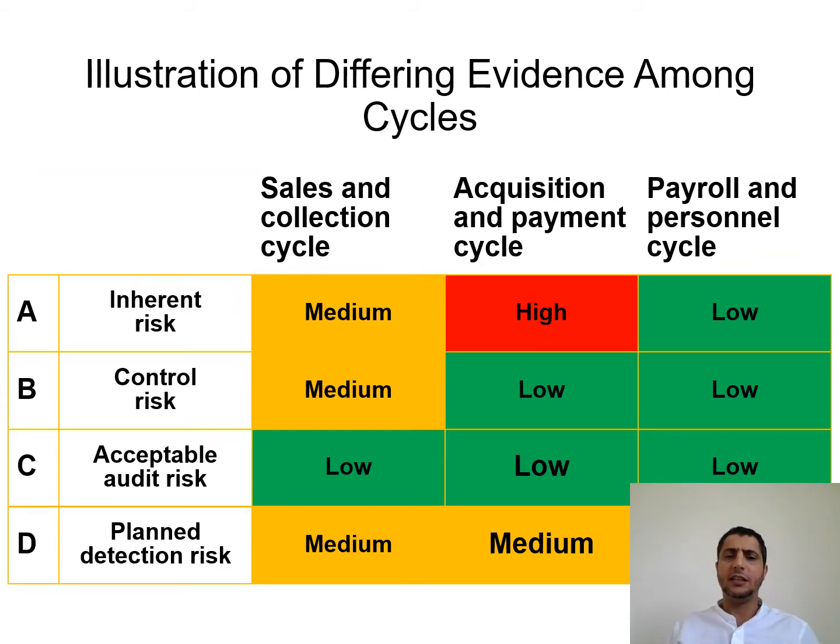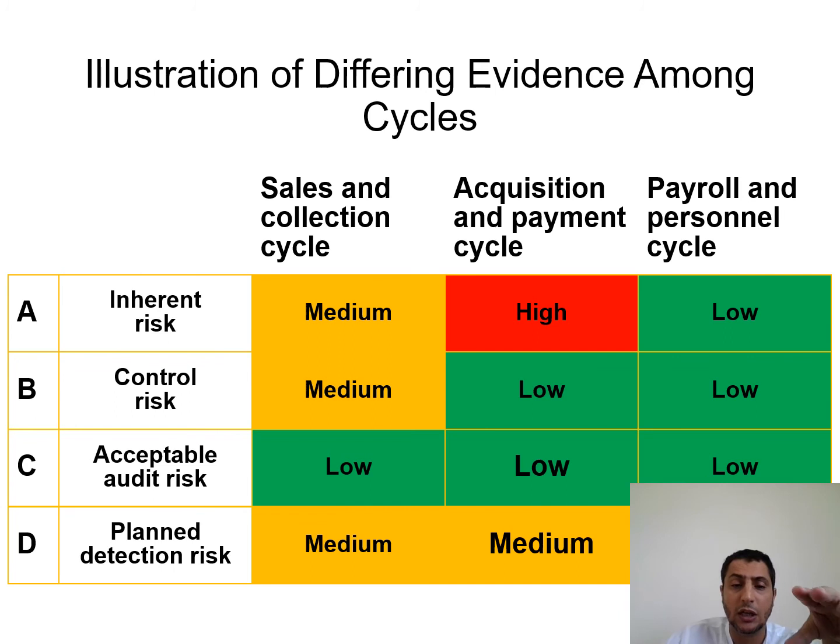Okay, this table illustrates a hypothetical situation of different evidence among cycles for an assumed company. So this is an example. Assessing the inherent risk as medium in the sales cycle, then for the acquisition they assess the inherent risk at a high level, payroll low, and so on. So it just shows in that scenario in this company how, at a segmental or cycle level, they set the inherent risk, control risk, and the acceptable audit risk, and then accumulate the planned detection risk.